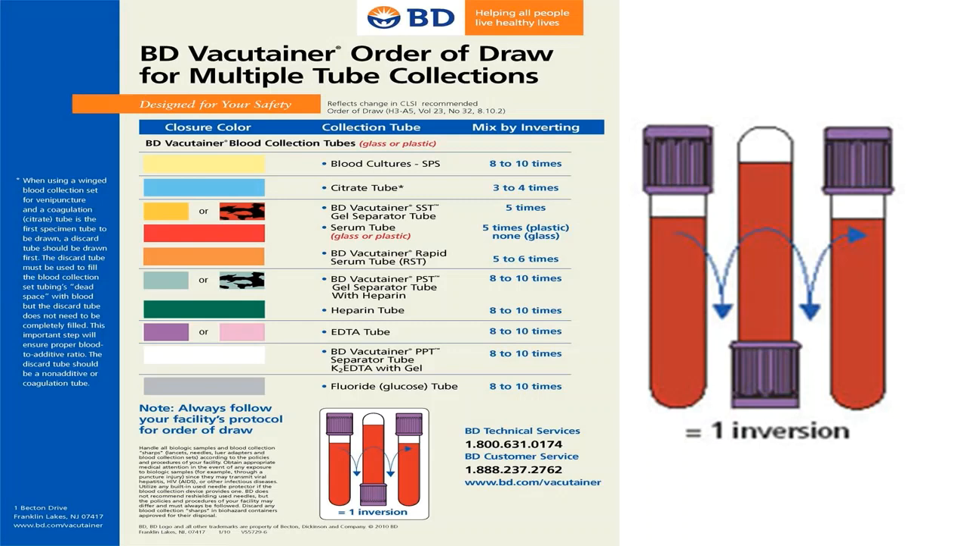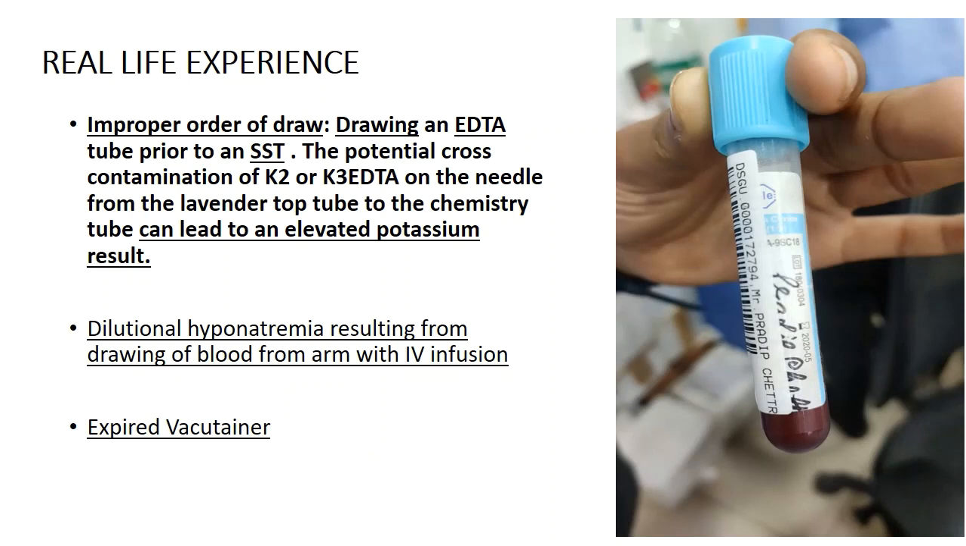There will be clot formation, and you may get a falsely low platelet count. It frequently happens, right? But excessive inversion, more than 3 to 4 times in a citrate tube, is not allowed, because it falsely impacts the prothrombin. So this is a real life experience of an improper order of draw.